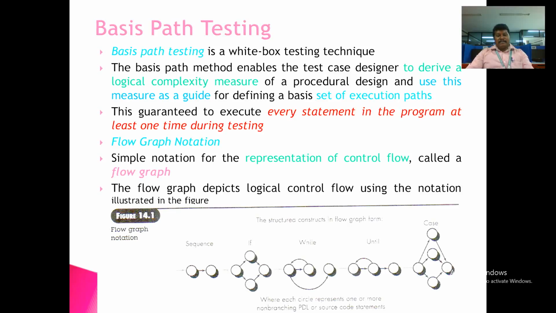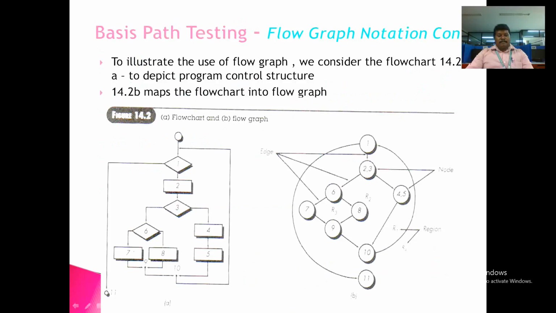The notations we have are: the first one is called sequence, the second one is called if condition, the third one is called while loop, until, and then case structure. All these notations can be represented in the form of a flow graph. To know more about the basis path testing technique, first we should understand it by using the following two figures. To illustrate the use of flow graph, we consider the flow chart called A.